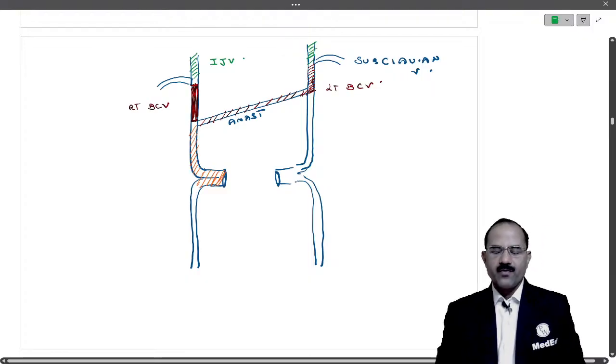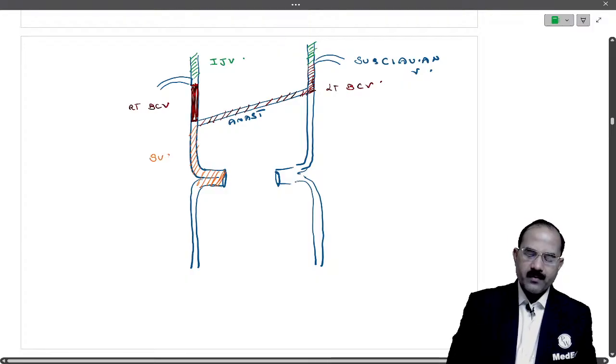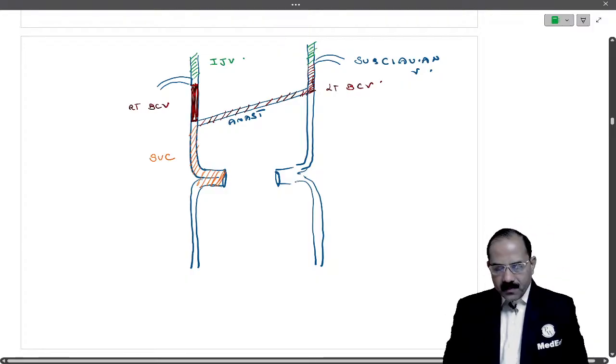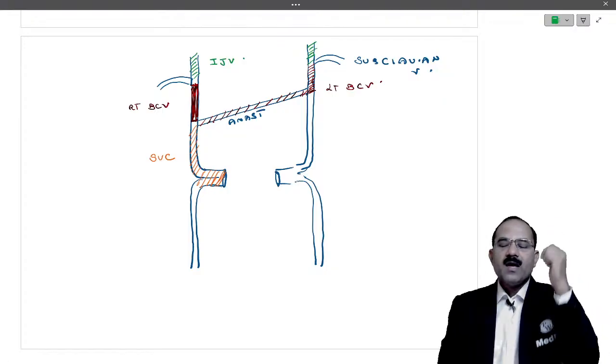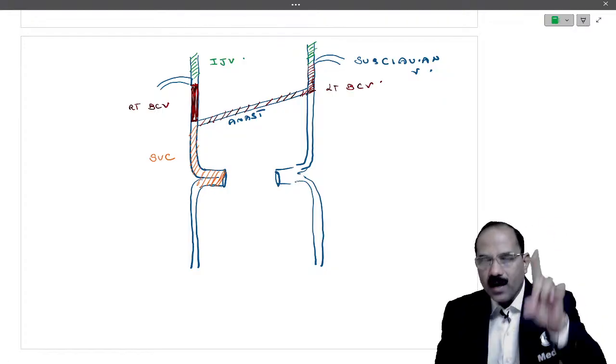Perfect? Okay. Now, the right anterior cardinal vein below the anastomosis and the right common cardinal vein, what is this going to form? This is going to form our SVC. Clear? So, the SVC is derived from the right anterior cardinal vein below the anastomosis and the right common cardinal vein.